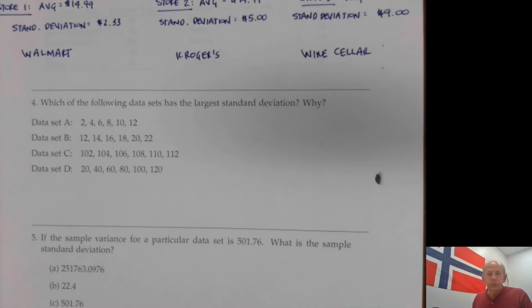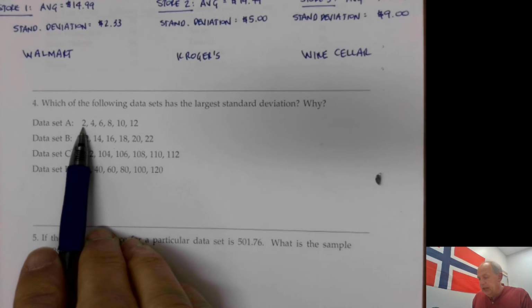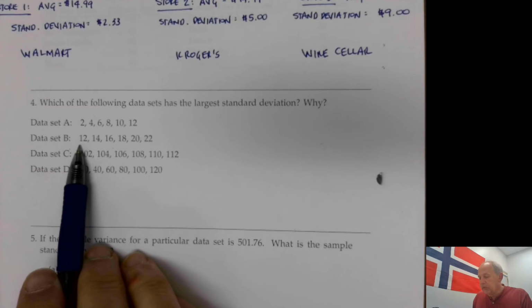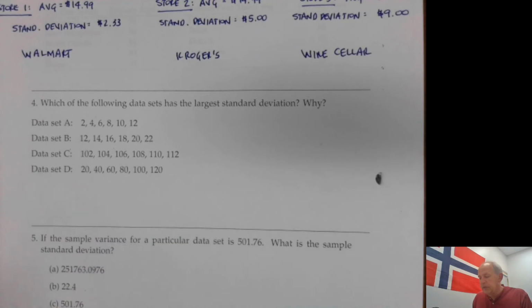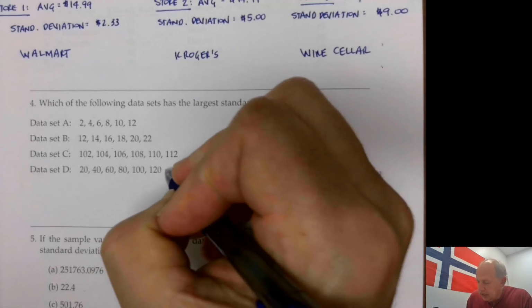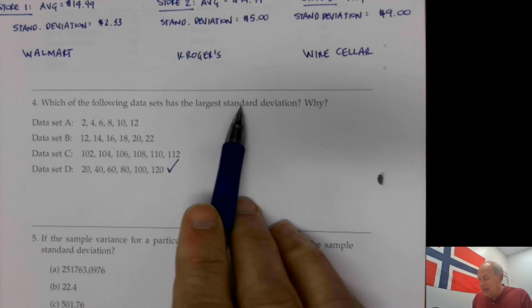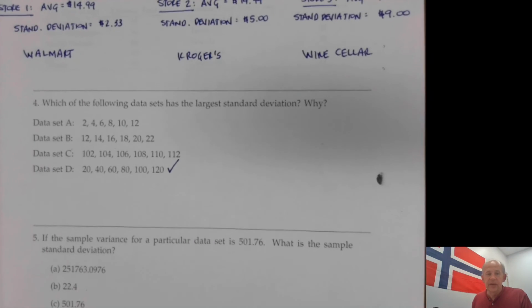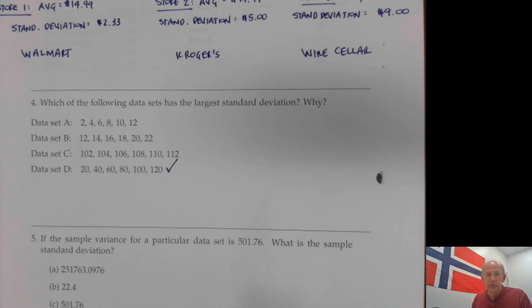Number 4, if we wanted to figure out the data set with the largest standard deviation, which would it be? The spread in data set A goes from 2 to 12, spread of B from 12 to 22, spread of C from 102 to 112. All 3 of those are sort of tight data sets. 20 to 120, that's a spread out data set, and that would show up with the larger standard deviation. If I were to calculate that, that's where the larger standard deviation would be because there's a bigger spread in data.